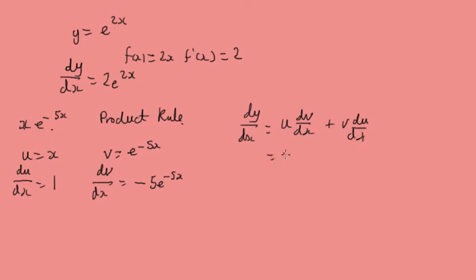So our function is x times minus 5e to the minus 5x plus v, which is e to the minus 5x times 1. Now we can rearrange this. We'll take e to the minus 5x out, and we'll take the minus 5x over here from this, and we'll put the 1 here from that. So make that a bit neater.